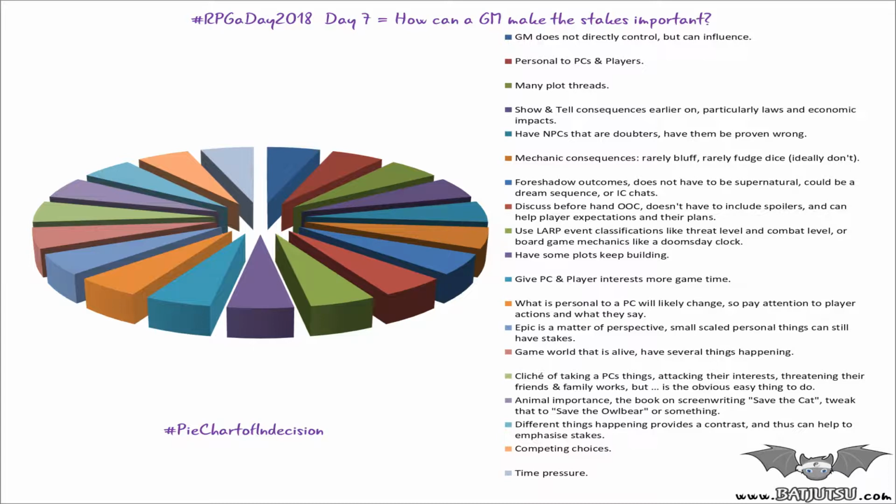Have many plot threads going at the same time. Show and tell consequences earlier on, particularly laws and economic impacts. If someone violates the law, have them arrested. Have a trial actually occur, maybe the players can help influence this. Maybe economics of supply and demand kick in.